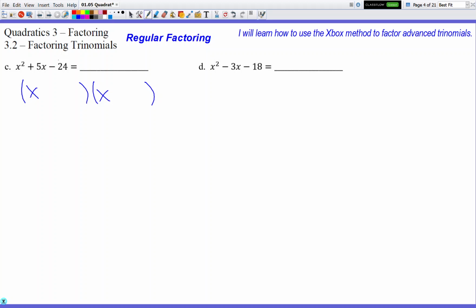So what about 3 and 8? Ooh, 3 and 8, I think that makes 5. So I write 3 and 8, and then I want to make sure I have a positive 5, so I put positive 8, and I put negative 3, and let's check it out. Negative 3 plus 8, that's positive 5. Negative 3 times 8, yep, that's negative 24.